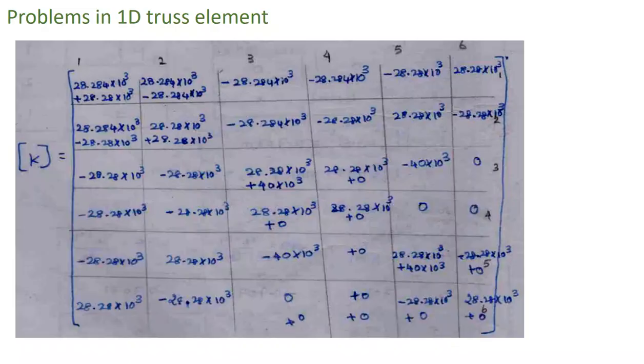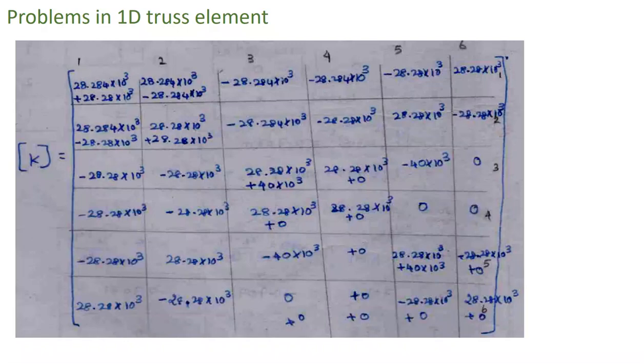(2,1) has two values: 28.284 into 10 to the power 3 and minus 28.28 into 10 to the power 3. (2,2) has two values: 28.28 into 10 to the power 3 and 28.28 into 10 to the power 3. (2,3): minus 28.28 into 10 to the power 3. (2,4): minus 28.28 into 10 to the power 3. (2,5): 28.28 into 10 to the power 3. (2,6): minus 28.28 into 10 to the power 3. (3,1): minus 28.28 into 10 to the power 3. (3,2): minus 28.28 into 10 to the power 3.